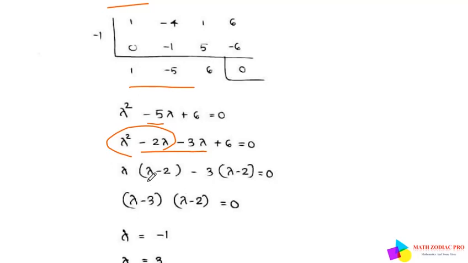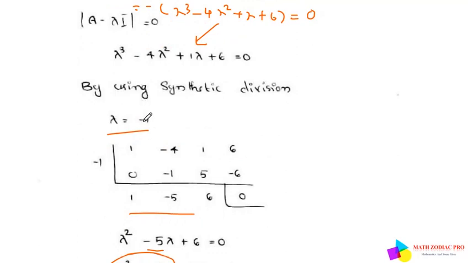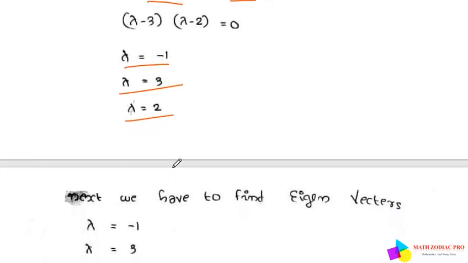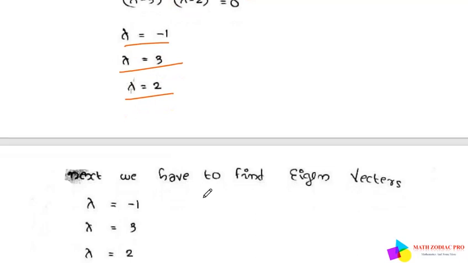So we get lambda minus 2 and lambda minus 3. First, we already found that lambda equal to minus 1. So we get lambda equal to minus 1, lambda equal to 3, and lambda equal to 2. These are called eigenvalues. Next, we have to find the eigenvectors.